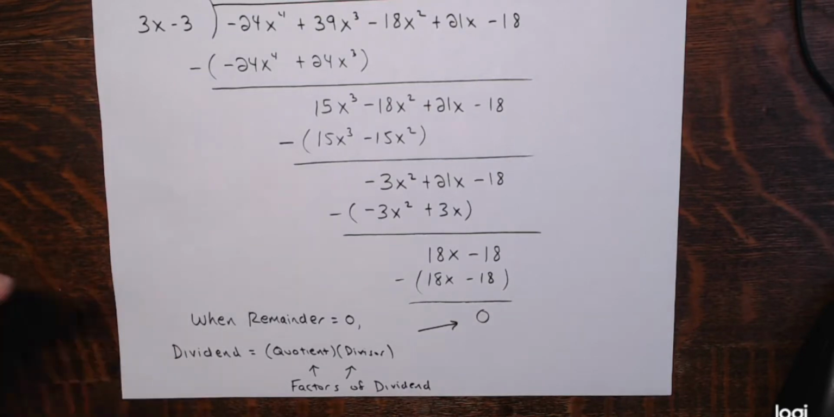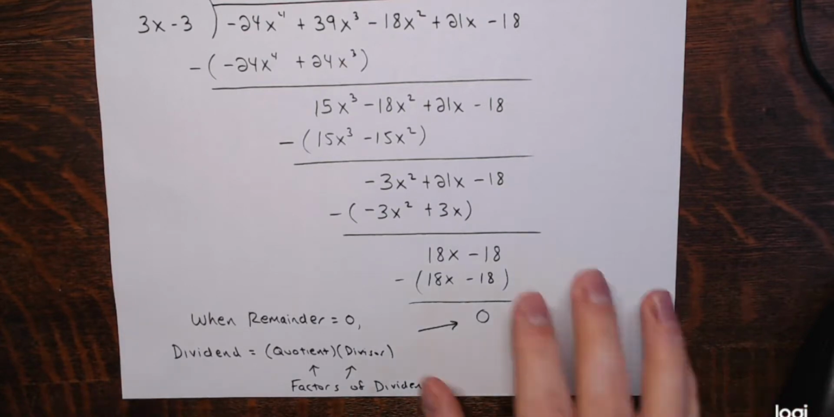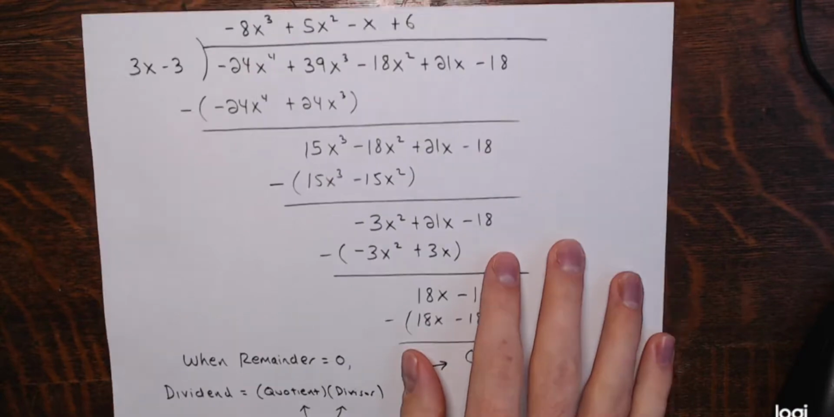And again, you can check. Take the quotient times the divisor and see if you get the dividend back, because it's plus 0 afterwards. But when we have a remainder of 0, that means we know how to factor the dividend. That's key.